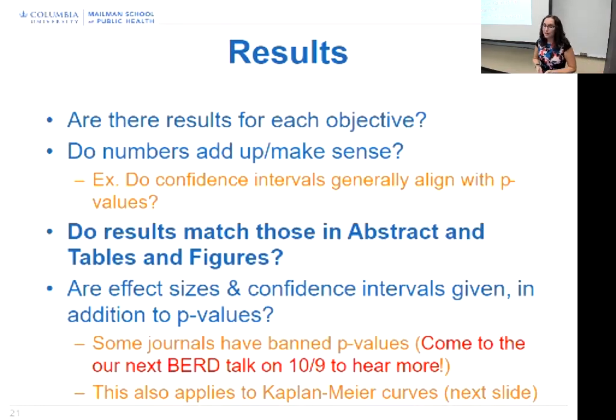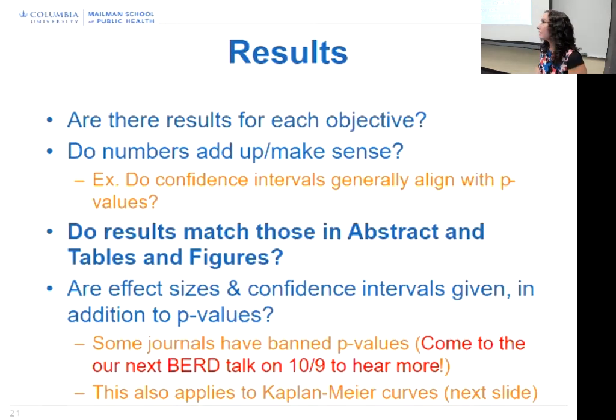So do the results match those in the abstract and the tables and figures? Again, this is a sign of sloppy work. If you have one set of results in the results section and then a different set in the abstract or the tables and figures, maybe you had one version, updated it, and then forgot to update other parts. All of this gives me the sense that maybe you weren't very careful. And then I start to wonder, were you not careful with other parts of the analysis section? So I'm going to go back and be even more critical in the reviewing process.